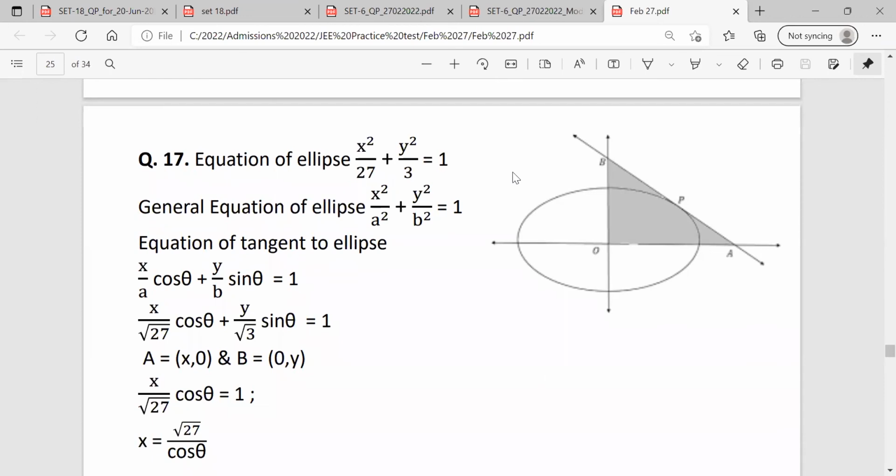We know the general equation, right? It's x square by a square plus y square by b square equal to 1. Now, what is the equation of the tangent to the ellipse? The equation of the tangent to the ellipse is x by a cos theta plus y by b sin theta equal to 1.